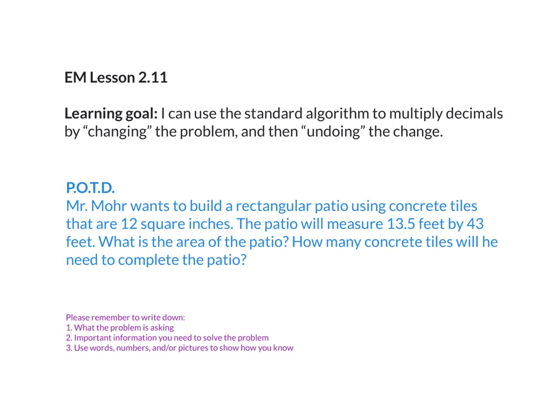Okay, today's Tuesday, October 23rd, and we're doing Eureka Lesson 2.11, Module 2, Lesson 11. Your learning goal today is we are going to use the standard algorithm to multiply decimals, and we're going to do it by first changing the problem, but then if you change something, you have to undo the change. Okay, so we're going to really talk about changing and then undoing, and you'll see what I mean by that soon.